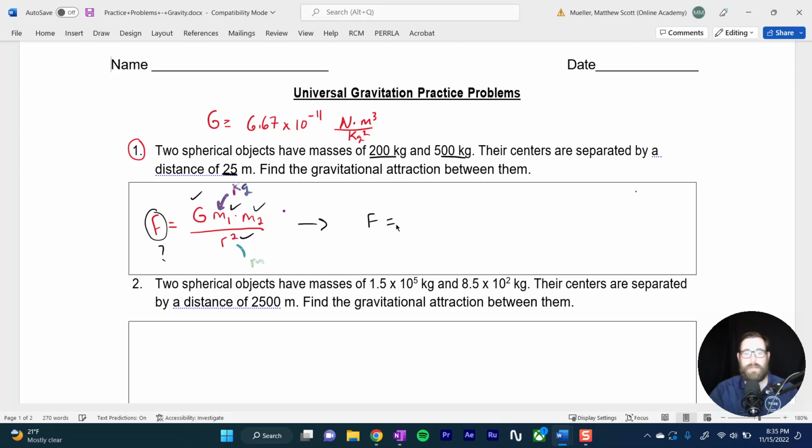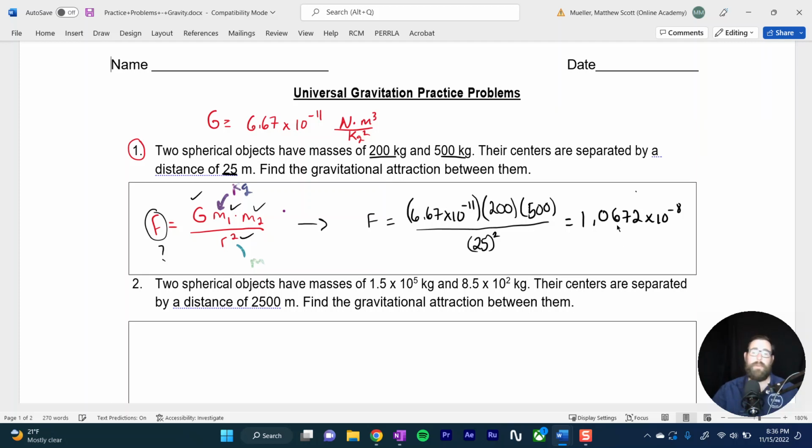So our force here would be equal to our 6.67 times 10 to the negative 11th, and I'll put that in parentheses, multiplied by my first mass of 200 kilograms, my second mass of 500 kilograms, all divided by 25 squared. At this point I would just encourage you to punch it into a calculator. And if we do punch that into a calculator, we get 1.0672 times 10 to the negative 8th.